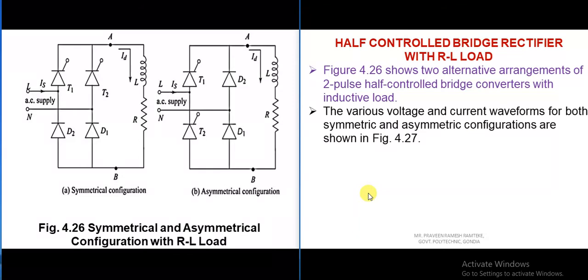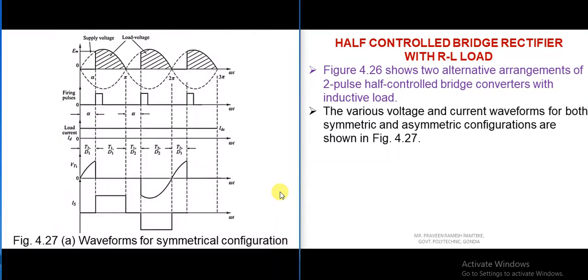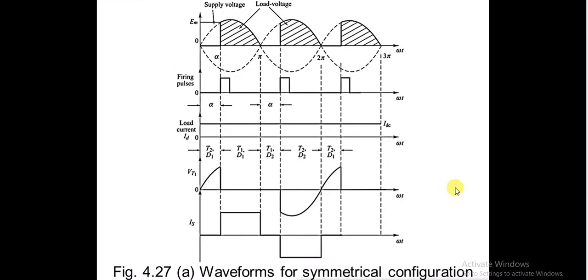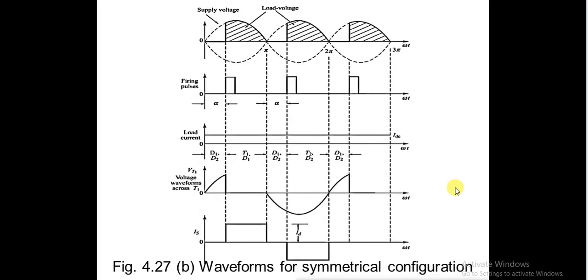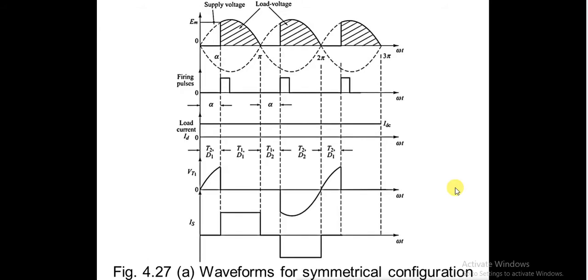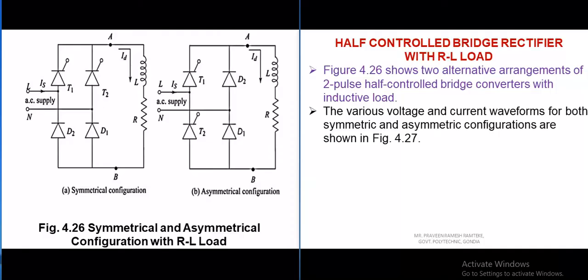The various waveforms are shown in figure 4.27. So these are the waveforms. We will discuss the working. This is another waveform for the symmetrical configuration. We will discuss the working. We will see how both the waveforms are different. Now we will first consider the symmetrical circuit operation.